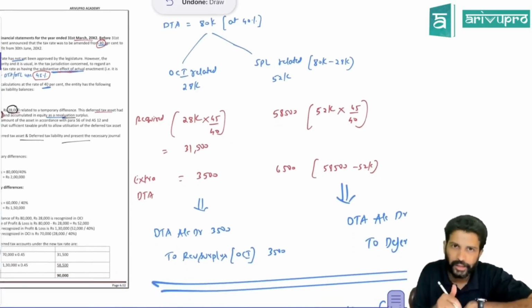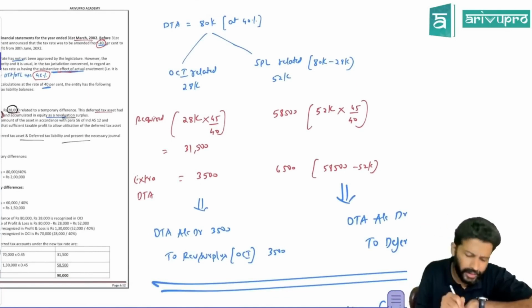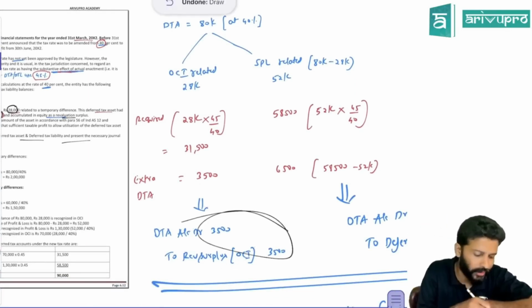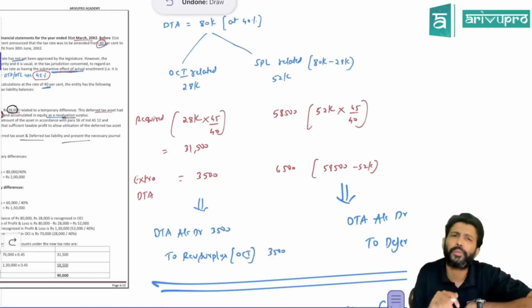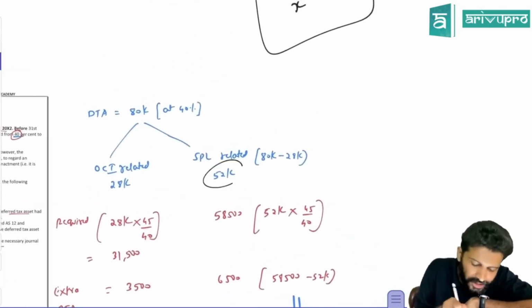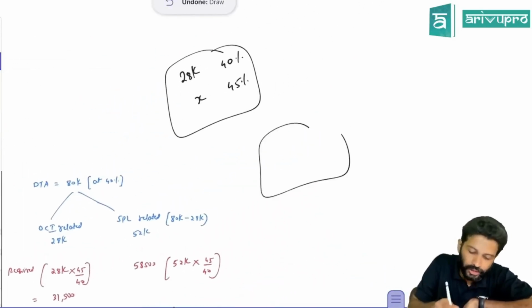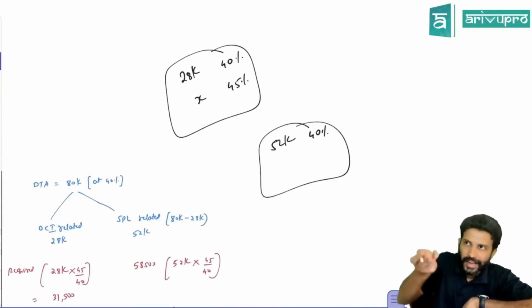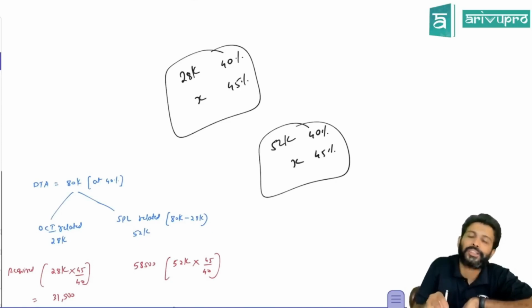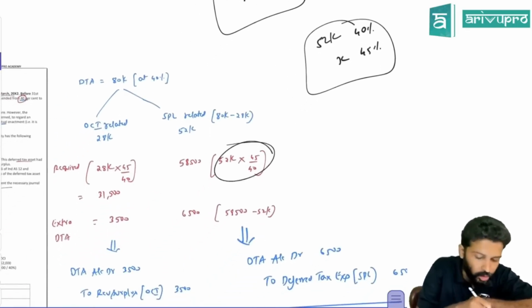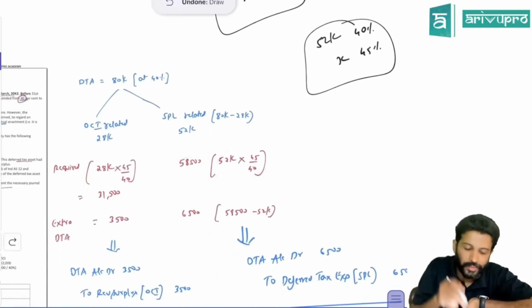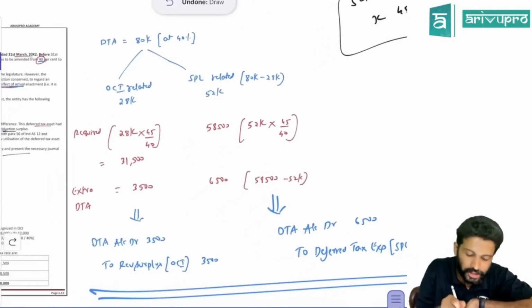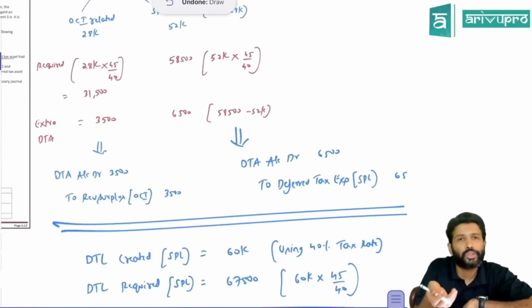This DTA is OCI related. So what is the journal entry? DTA account debit to revaluation surplus 3,500 is the entry you will pass. Same thing you have to do for SPL. For SPL, how much DTA have they created? 52,000. So they have created 52,000 DTA by keeping the tax rate as 40%. If the tax rate is 40%, DTA is 52. If the tax rate is 45, how much is DTA? Pro rata, you will get 58,500. So required is 58,500, but they created only 52. So additionally you need to create 6,500. So this is SPL related.